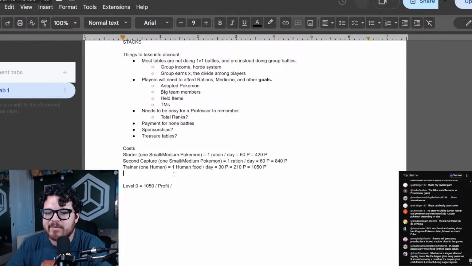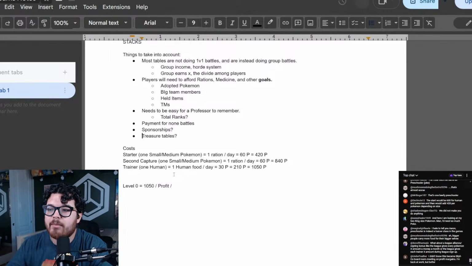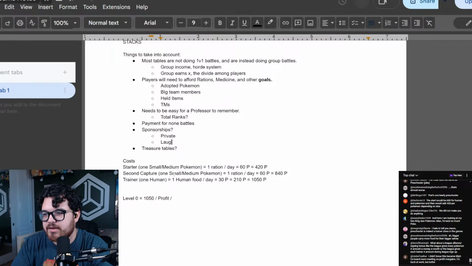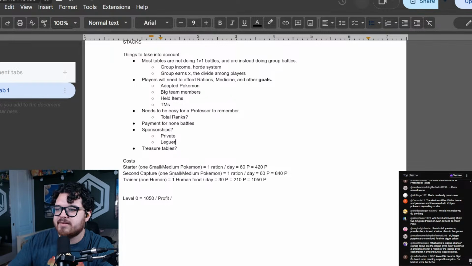What about League Alliance signing bonuses? League gives every Pokemon X amount of money. I think that's probably here in the sponsorship section where we talk about private sponsorships versus league sponsorships. And we'll talk about that in a little bit because y'all keep looking at trees. I can't spell. There we go.